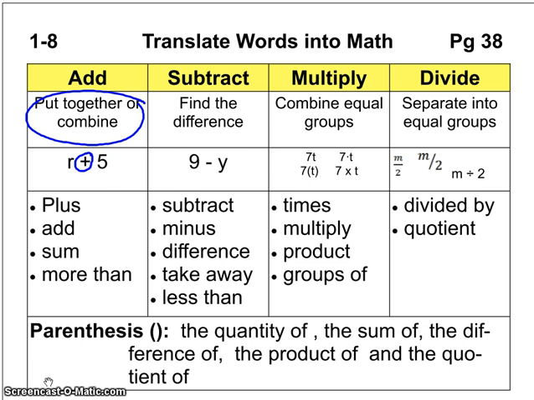Some of the keywords that you should be looking for when you are solving your problems would be plus. You see the actual word add. The word sum is the answer to an addition problem. Also, when you see the words more than, that would indicate that you should be adding. So again, these are just a few keywords to look for in story problems, and that way you would know that you would be adding some terms together.